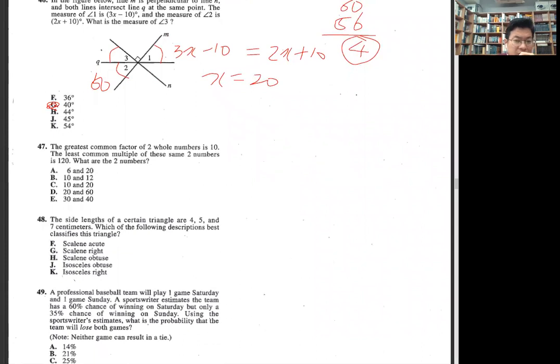The greatest common factor of two whole numbers is 10, and the least common multiple of the two numbers is 120. It's probably easier to use the answer choices and think about the GCF and the LCM. So this is too small. There's no common factor of that. This is a common factor, okay. And the common factor is 20 for this one, so it's not okay either. So we have to think about these two. But the least common multiple for C is 20, so it doesn't work. That's why it's E.